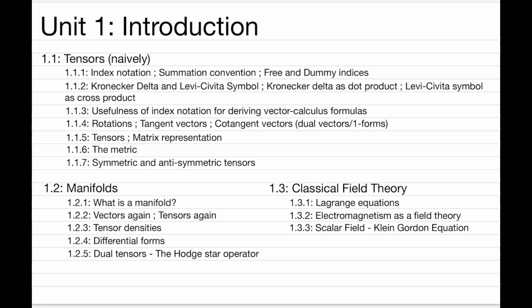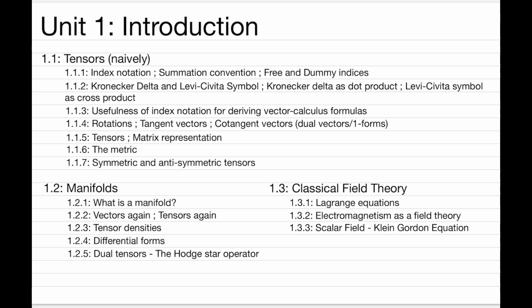Then we'll see a little about rotations, and we'll see what vectors are, that here in general relativity vectors are called tangent vectors, and we'll see why. And also the cotangent vectors, which, in algebra in the first year of college, are what are called dual vectors.